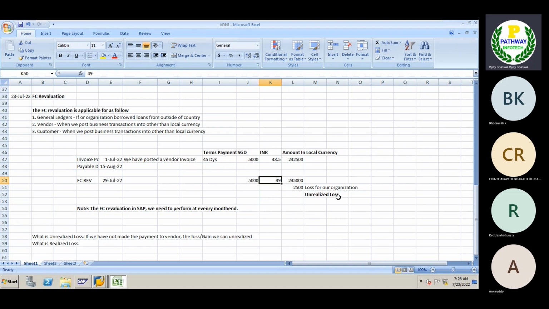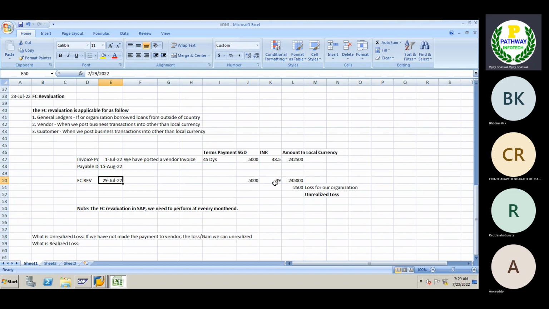But this is not the original loss. Remember, the entry we are going to pass is unrealized, means before making the payment to the vendor, if we perform foreign currency revaluation on this particular vendor, we can say unrealized loss. Why unrealized loss? In the sense, we do not know at the moment whether it's a loss or profit. As soon as we pass the entry on 29th of July, the same entry will get reversed on the first day of the next month. The reason being that at the moment we do not know.